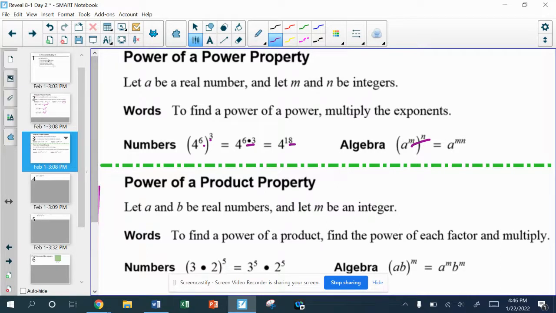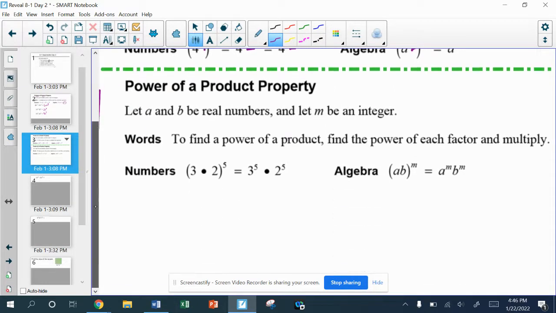And the third one was, well, if I can scroll here, the power of a product, which means that I have an exponent on something that had been multiplied together. So if we just had numbers, for instance, 3 times 2 in parentheses to the 5th power, that exponent, remember, it's not really a distribution, but it just kind of goes on to each of the factors, each of the things that are getting multiplied. So I would get 3 to the 5th power and 2 to the 5th power. Or in algebra, this m exponent would go onto the a and onto the b.